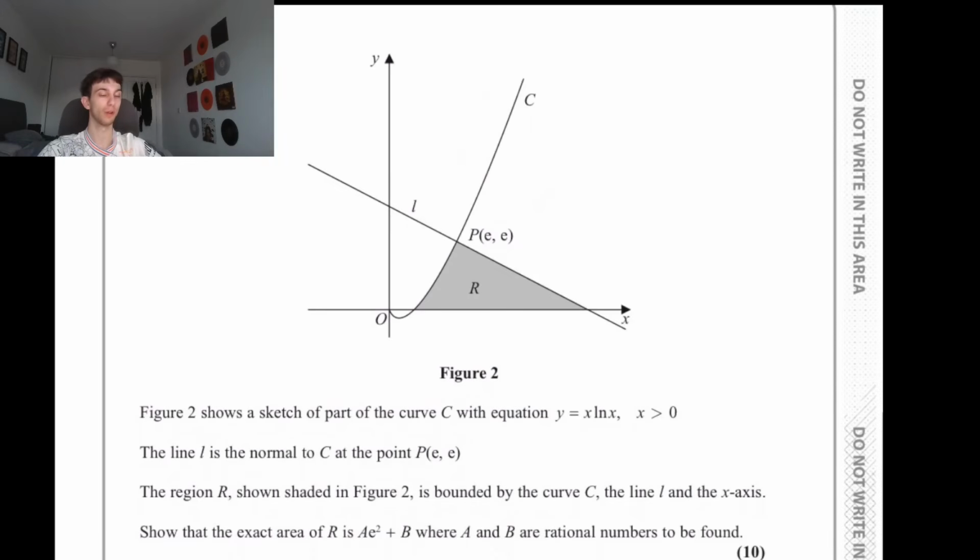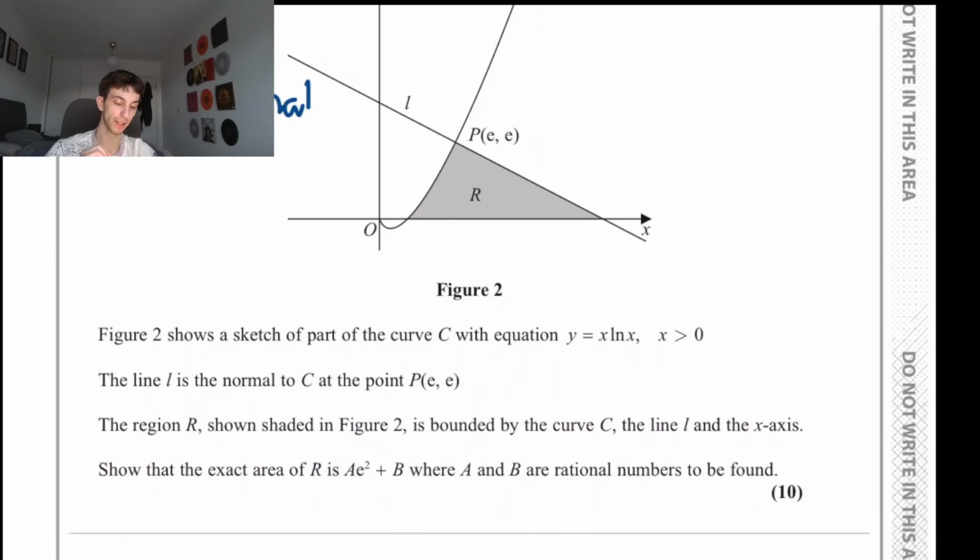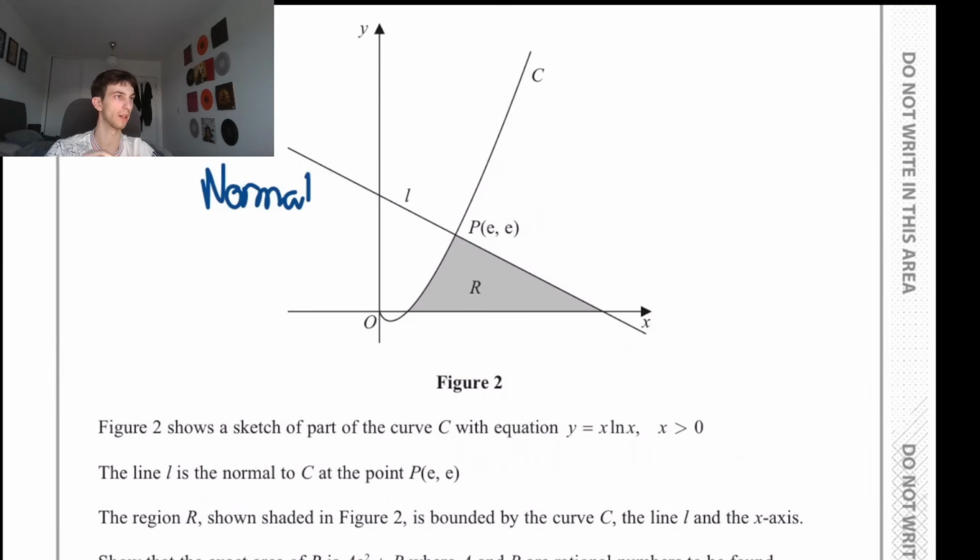Alright, question 13, quite a long integration question. We're told that figure 2 shows a sketch of part of the curve C with equation y equals x ln x, x larger than 0. The line L is a normal to C at the point P, which has coordinates (e, e). The region R, shown shaded in figure 2, is bounded by the curve C, the line L and the x-axis. Okay, cool. Just explaining what we're seeing here.